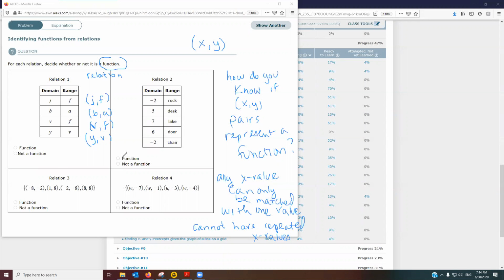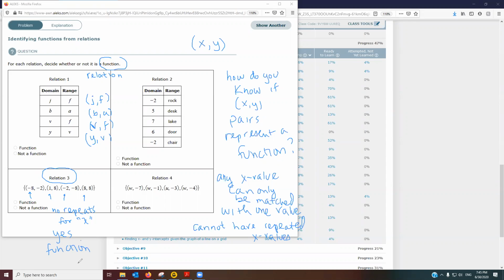Okay, let me come to this example, relation 3. We want to know, is this a function or not? Well, the question you want to ask yourself is, is the X value repeated at all? Let me take a look at the X values. There's a -8, there's a 1, there's a -2, and then there's a +8. Notice there's no repeats for the X. If there's no repeats for an X, then yes, this is a function.